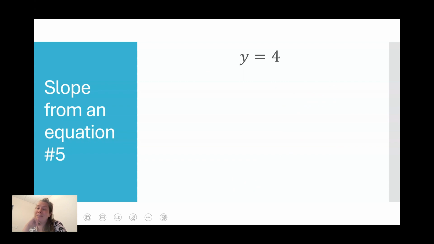Now, you might see some trickier equations. You're like, this is in y equals form, Lindsay, but what number is on the x? Well, what a great question. I'm so glad you asked. There are, you will note, 0 x's here. So we could write this as 0x plus 4. And if we do that, blam, the slope is 0.